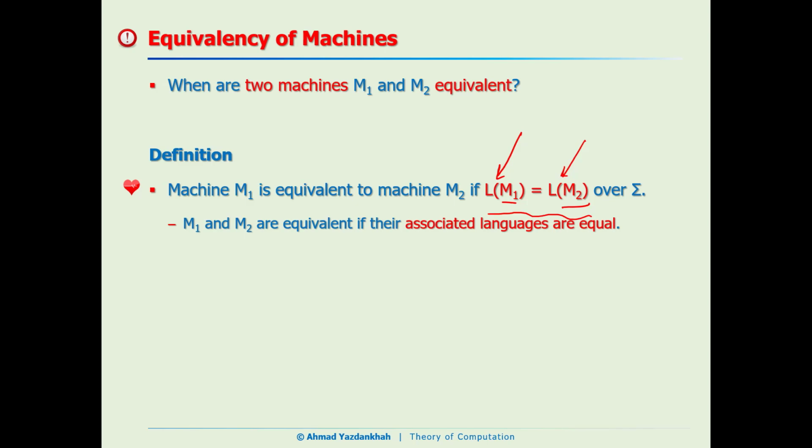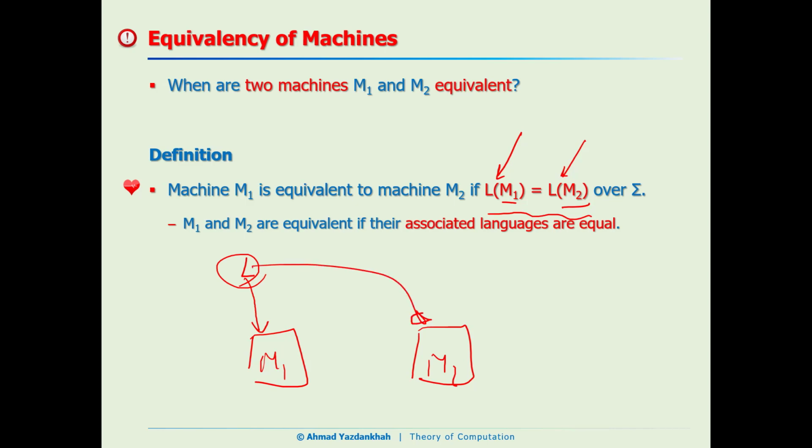For example, let's say we have one language here and we create machine 1 here and we create machine 2 here. If both of these two accept the same language, right, then these two will be equivalent. This machine can be a DFA. This machine can be even something else, another class of machines that we have not covered yet. But since both of them accept the same language, then we call them equivalent.